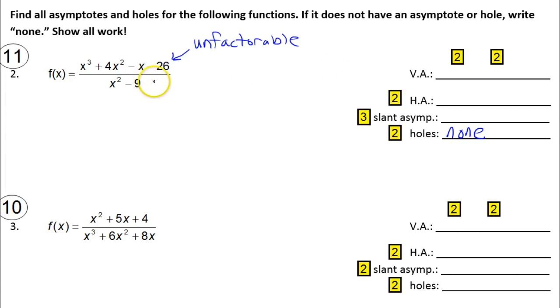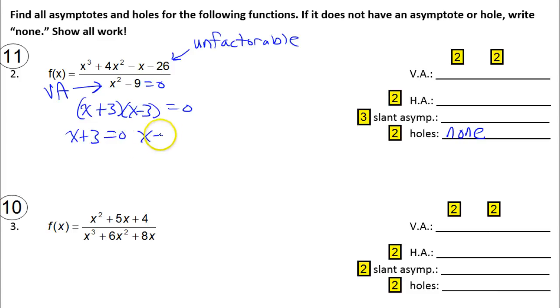I can definitely factor the denominator, and that's going to give me my vertical asymptotes. So if I set this equal to 0 and solve, that means I can factor this as x plus 3 times x minus 3. Setting these equal to 0, that's x plus 3 equals 0 and x minus 3 equals 0. That gives me x equals negative 3 and x equals positive 3. These are my vertical asymptotes: x equals negative 3, x equals positive 3.